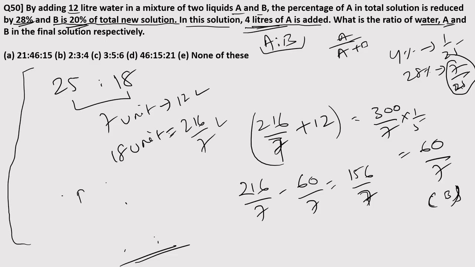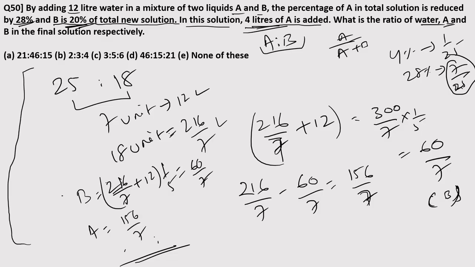So B has to be 216 by 7 plus 12, and 1/5 of this, because it says 20% of the new solution, so 1/5 of this. This is basically 60 by 7. Fine. Now A has to be 216 by 7 minus 60 by 7, that is again 156 by 7, right?